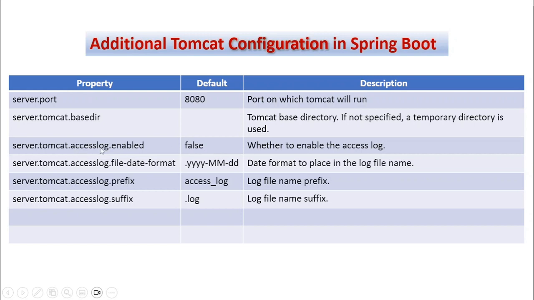If we want, we can enable it by specifying server.tomcat.accesslog.enabled equals true. Then Spring Boot will enable the Tomcat access log and write it to the specified location. The next property is the file date format. The default is yyyy-MM-dd. This is the date format placed in the log file name.